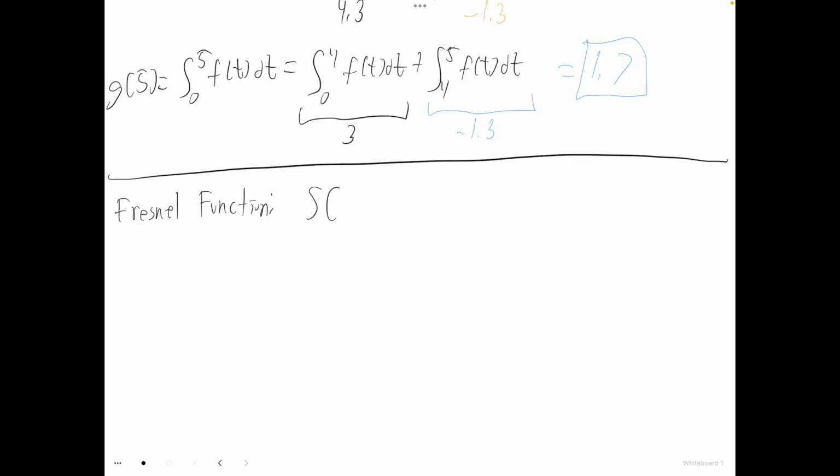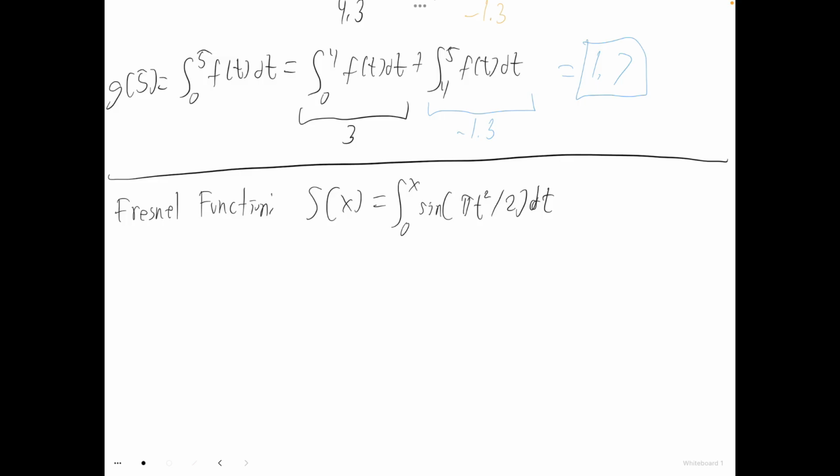And so it is S of x, and it's equal to the integral from 0 to x of sine of pi t squared over 2 dt. And so this is a function that is used when you're studying the diffraction of light waves, so like how light diffracts, as well as it's used in designing highways.